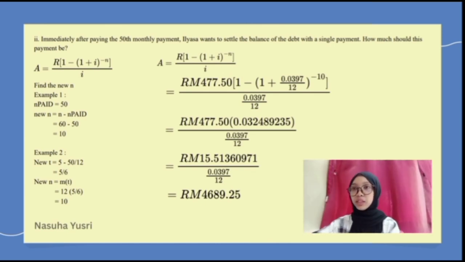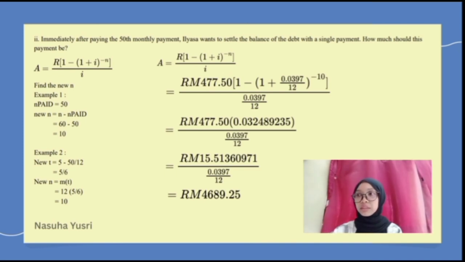Then we can put all the numbers into the formula. So Rm 477.50 bracket 1 minus bracket 1 plus 0.0397 divided by 12 close bracket in the power of negative n close bracket divided by 0.0397 divided by 12. Then Rm 477.50 times 0.032489235 divided by 0.0397 divided by 12. Then Rm 477.50 times 15.51360971 divided by 0.0397 divided by 12. And the final answer is Rm 4,689.25.